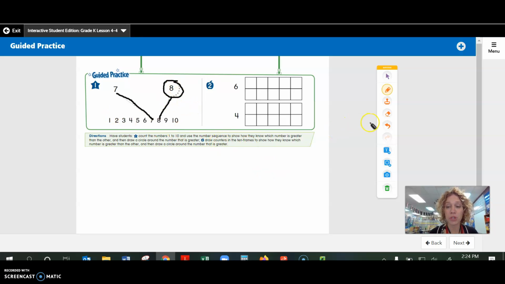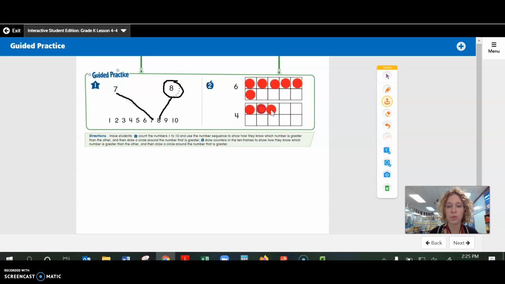Let's take a look at number 2. We're going to use counters to fill in the 10 frame for these numbers. Okay, what number is this? 6. So we're going to use 6 counters. 1, 2, 3, 4, 5, 6. And take a look at this number. What number is that? 4. All right, let's put 4 in here.